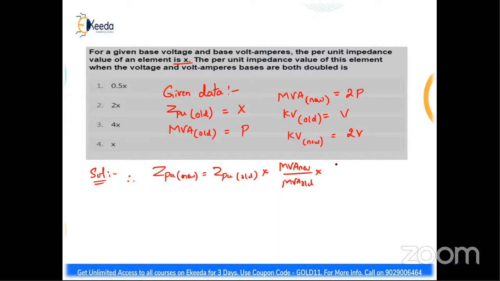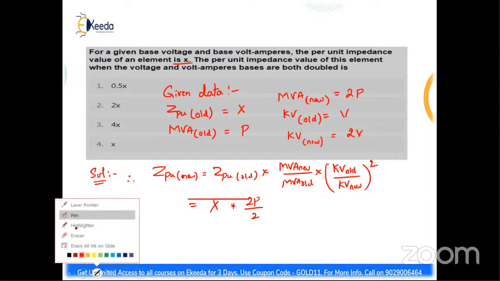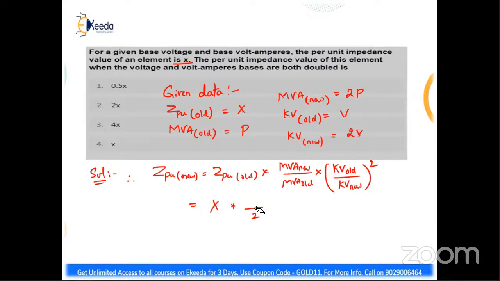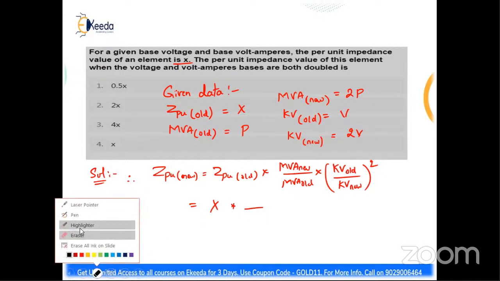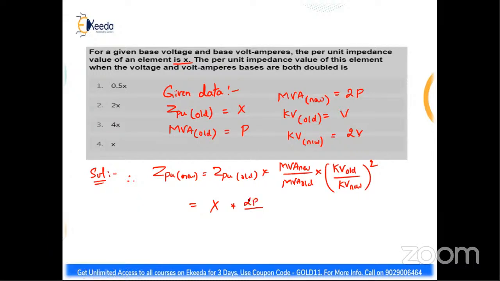MVA new divided by MVA old, into kV old by kV new whole square. So now substitute the values. ZPU old is how much? X. So X into 2P divided by P, into kV old is V divided by 2V whole square.